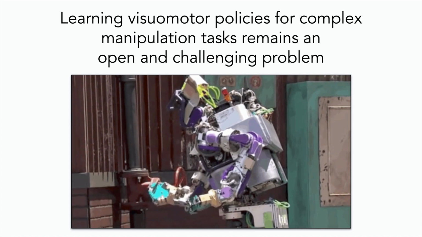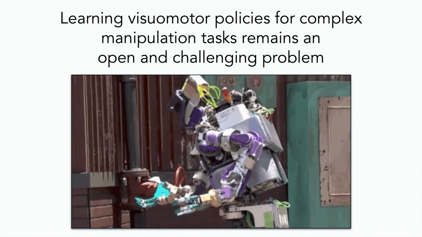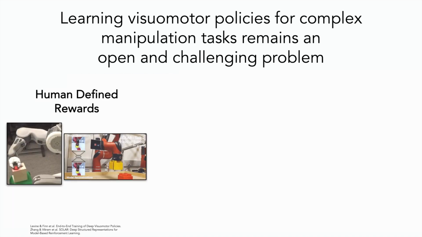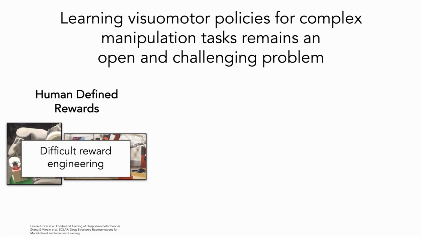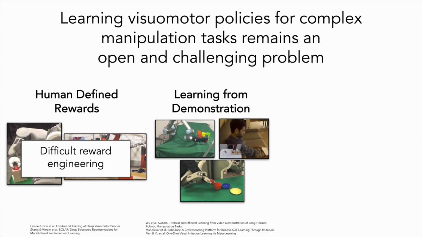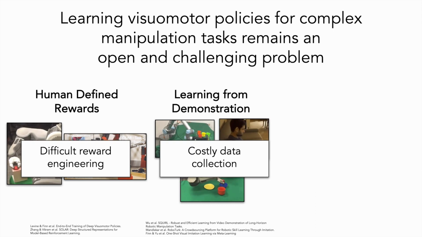Learning vision-motor policies for complex manipulation tasks remains an open and challenging problem. Prior work has tried to tackle these challenges of vision-motor learning from a number of angles. One approach is reinforcement learning with human-provided rewards. While this has been successful in a number of tasks, it can take significant human reward engineering even for just a single task. Another approach is learning from demonstration, where the robot imitates a human demonstrator. While this is an effective way to learn challenging tasks, collecting a large set of demonstrations across a diverse set of environments can be very expensive.